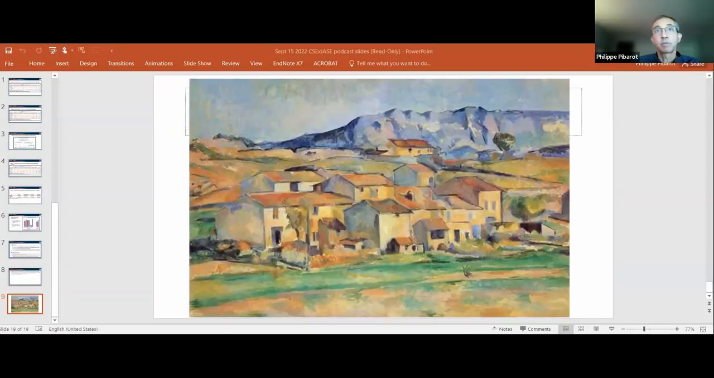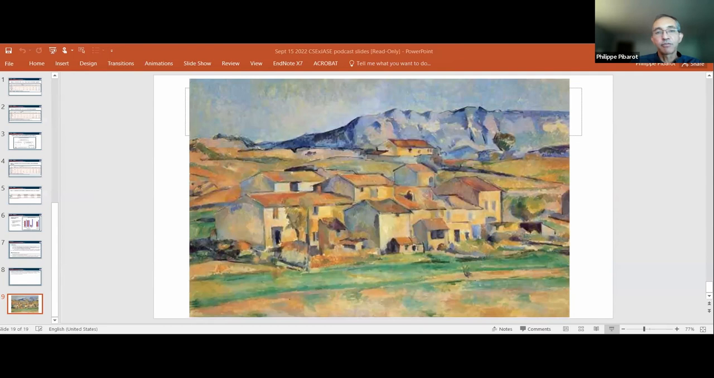Okay, so should I share my screen? Yes. Okay, so I hope you see well. This is a painting by Paul Cézanne, a painter that I like very much. He's an impressionist, and the reason I like him very much is that the painting is great, as you can see, but also because his favorite topic is the Montagne Sainte-Victoire, the Sainte-Victoire mount that you see in the background.